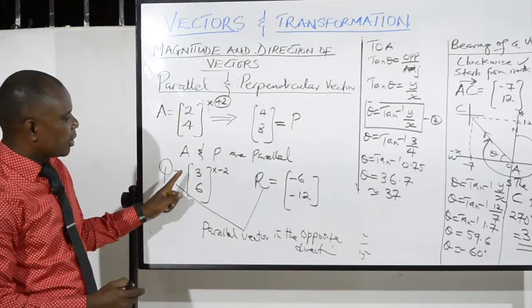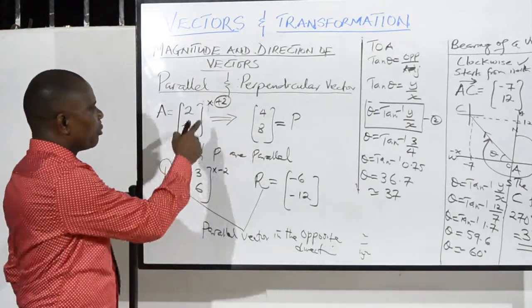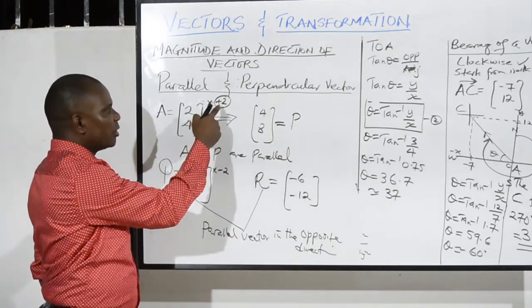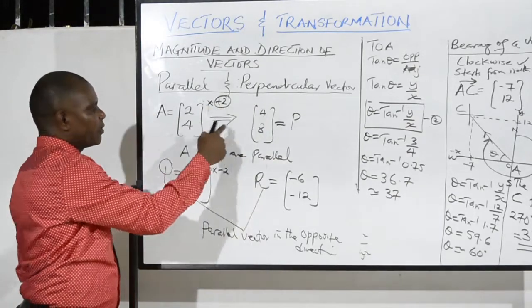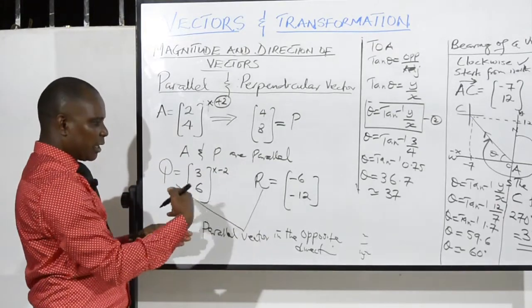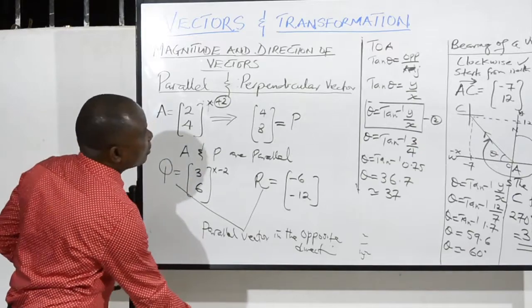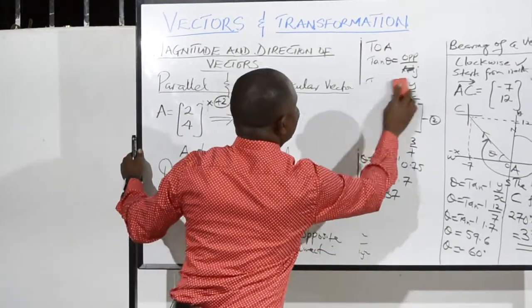So those are the two forms of parallel vectors you can see. If the whole number multiple is a positive integer, then it is parallel to the other, and they are in the same direction. And when it is a negative number, they are parallel, but in the opposite direction. So watch that. Now we want to look at perpendicular vectors.